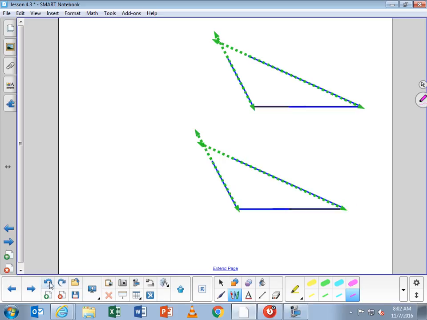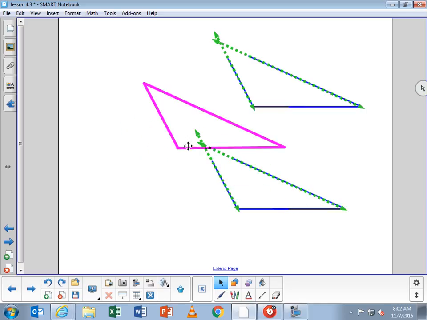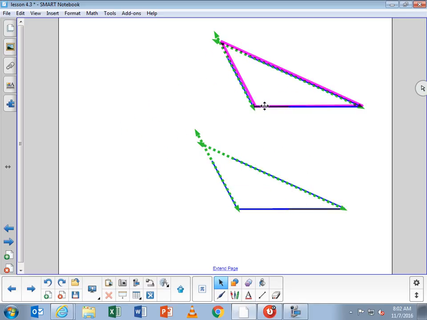Try that again. I thought it would snap on like it. And look at that. If I put this up here, do you agree that they're exactly the same? Do you agree with that?